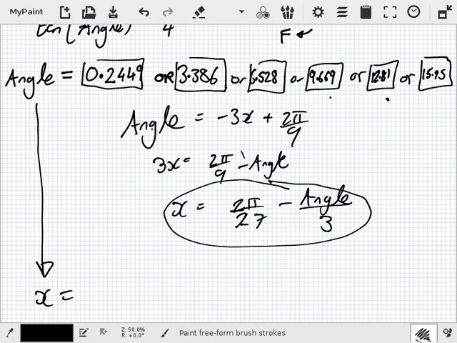Right, who's giving me the first one here? Who do I ask to do the first one? Yeah, no, Mo. It's just 2 pi over 27 minus the angle over 3, and this is the angle I want you to use. Yeah. You follow fine.